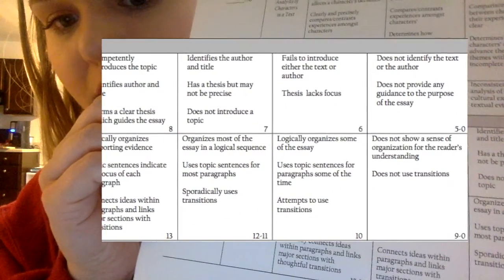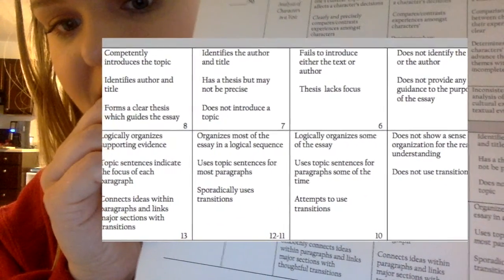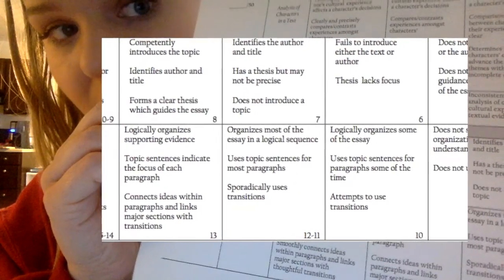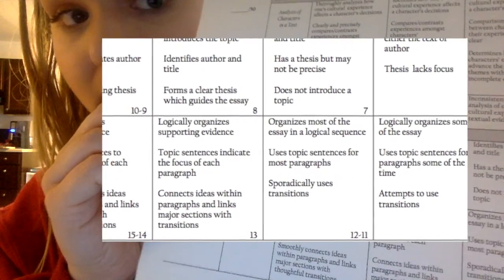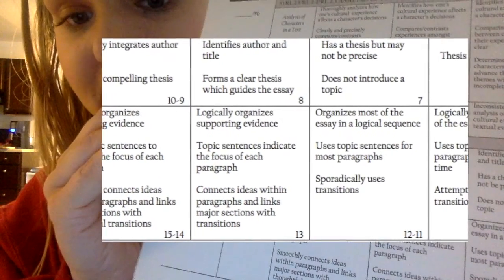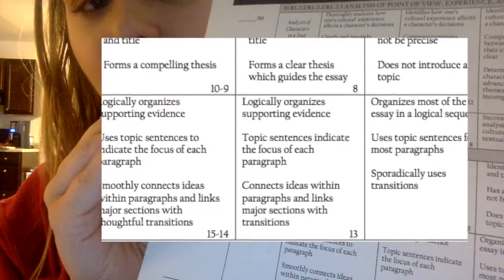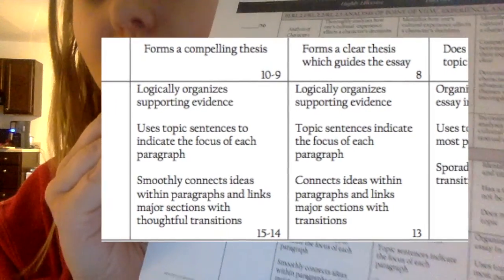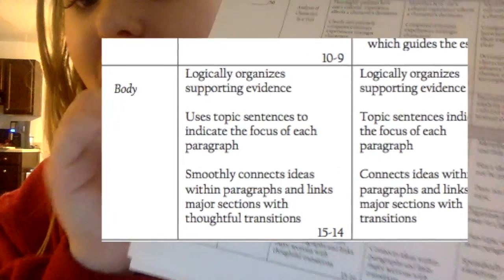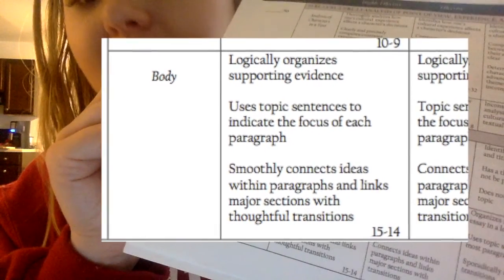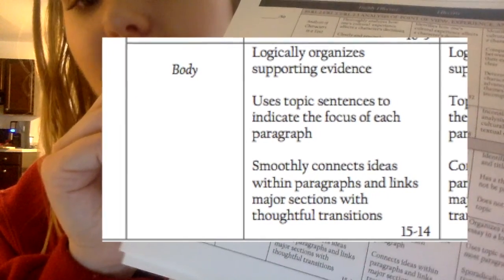For the body, looking in here, logically organizes supporting evidence, uses topic sentences to indicate the focus of each paragraph. This especially is where I want to focus in, because I want to go back to that thesis, make sure I'm referring back to that thesis throughout my entire paper, and smoothly connects ideas within paragraphs and links major sections with thoughtful transitions. This should not just be firstly, secondly, thirdly. So we'll talk about how to do that a little bit later once we actually start writing.